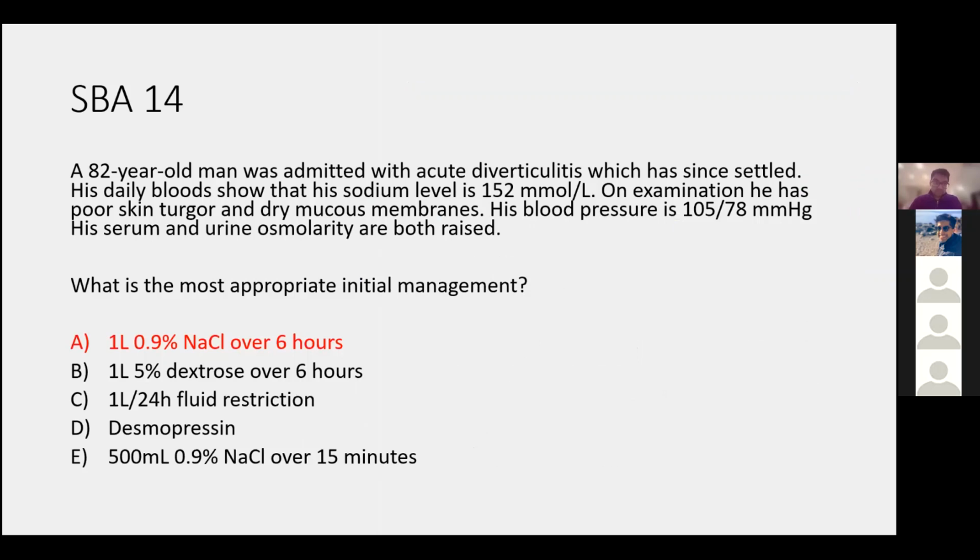And another question: an 82-year-old man admitted with acute diverticulitis, which isn't settled. Daily blood sugar, sodium is 152. Poor skin turgor, dry mucous membranes, and blood pressure is 105/78. Urine and serum osmolality are both raised. So this patient is hypernatremic, and they're also dehydrated. I'll come on to why this answer is what it is, but you'd give them a litre of saline over 6 hours to correct their dehydration and their hypernatremia.